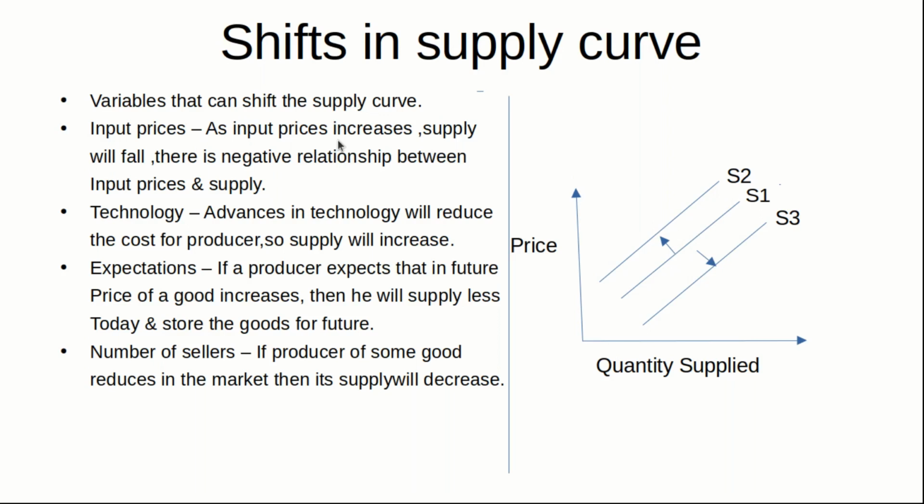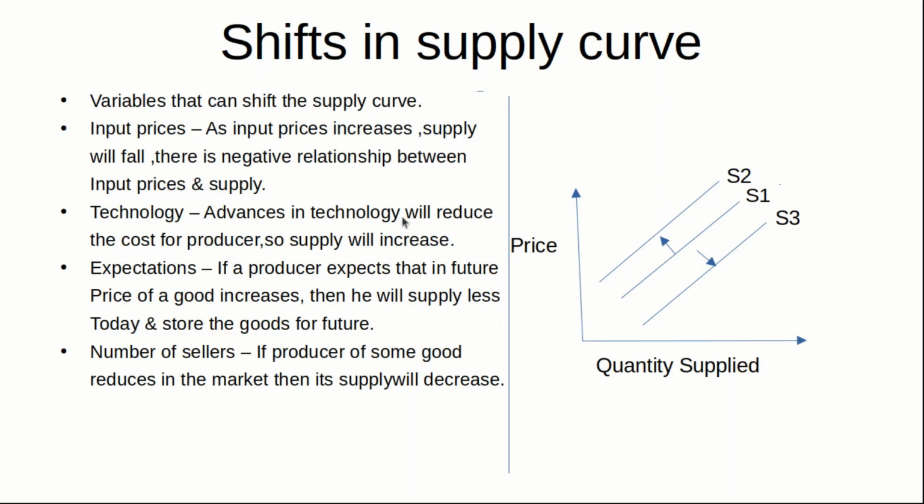When there is a fall in input prices, then what will happen? Supply will increase because the cost of production will decrease. When input prices fall, cost of production decreases and supply will increase. So it will shift to the right. That is, it shifts from S1 to S3.